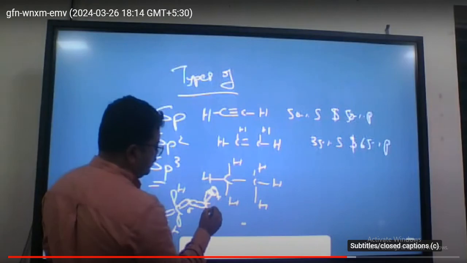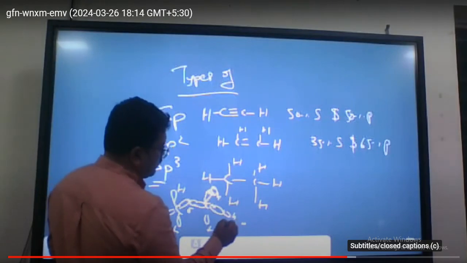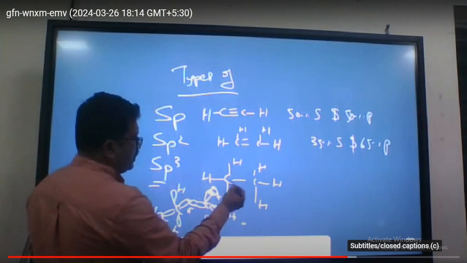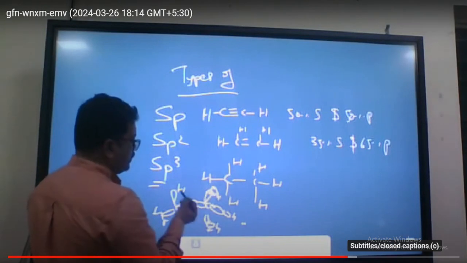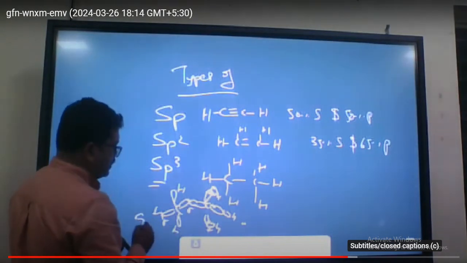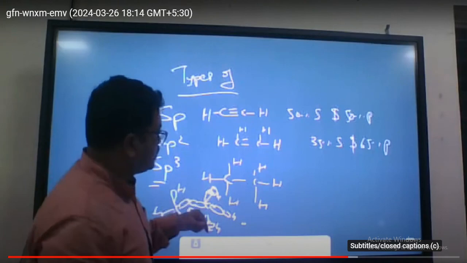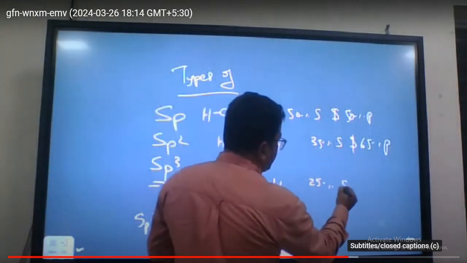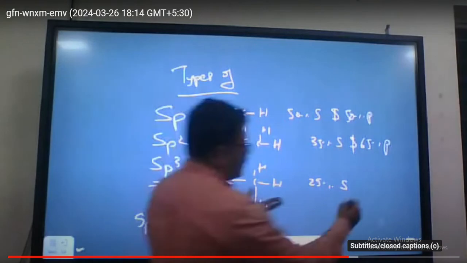This is hydrogen and this is also hydrogen. Here hydrogen. See 1 2 3, 1 2 3. Here sigma bond, 1 2 3, 1 2 3. So this is sp3. Previously I explained sp3. And this is how many? So 25% s character, 1 s orbital, and the remaining 75% is 3 p orbitals.